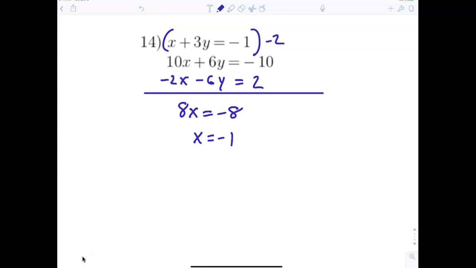Did you plug 1 in or -1? I'm not asking you that. What did you get for x? You see what I'm saying, right? If this is wrong, then your y value is wrong. So if the x is wrong, correct it and then go put it back in. And I know that's an easy fix for you. You hear me?